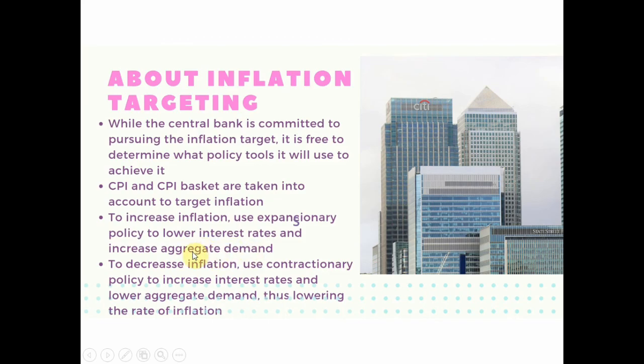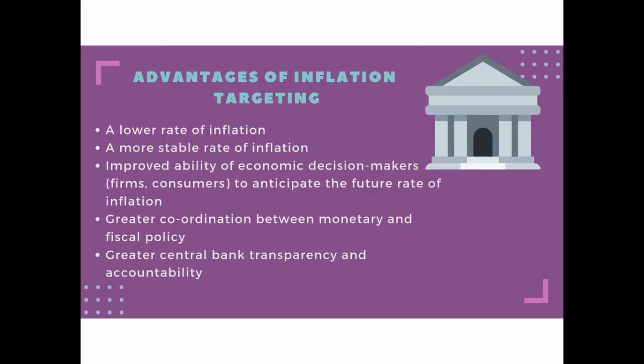And next, to decrease the inflation, they need to lower their AD. So they use contractionary policy to increase the interest rate, and it will lower the aggregate demand and thus lower the rate of inflation. So the next is the pros of inflation targeting.